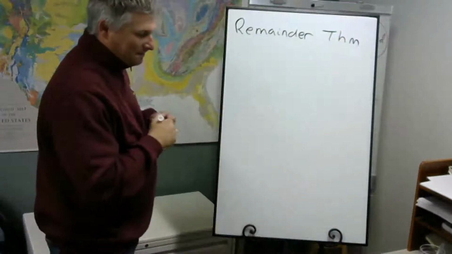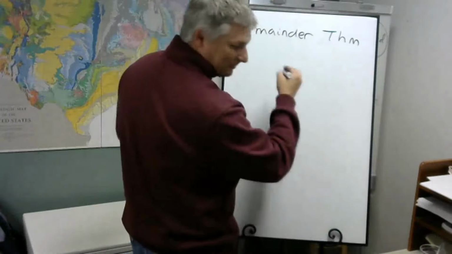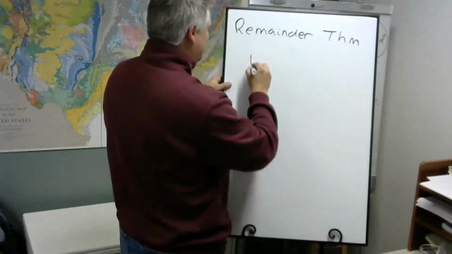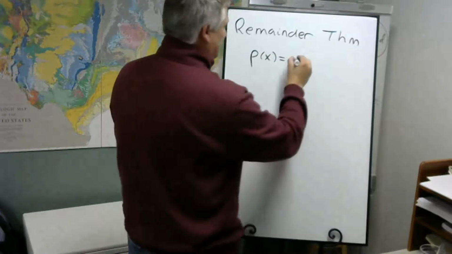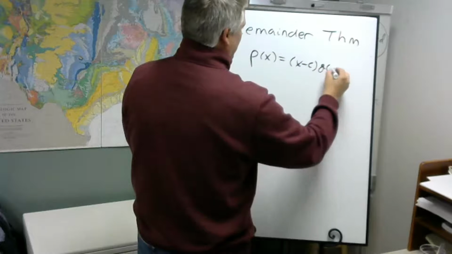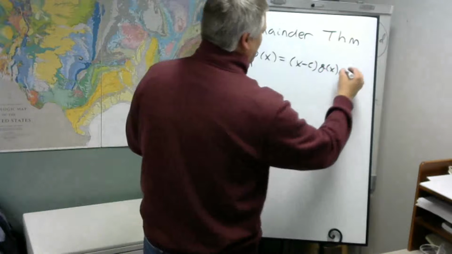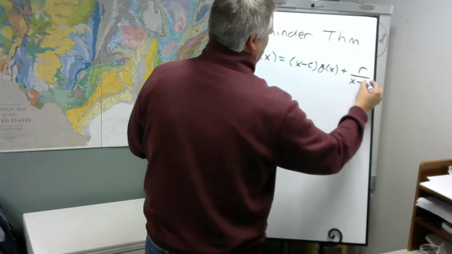And so the remainder theorem works like this. Let's say we have P of x is x minus c Q of x plus R over x minus c.